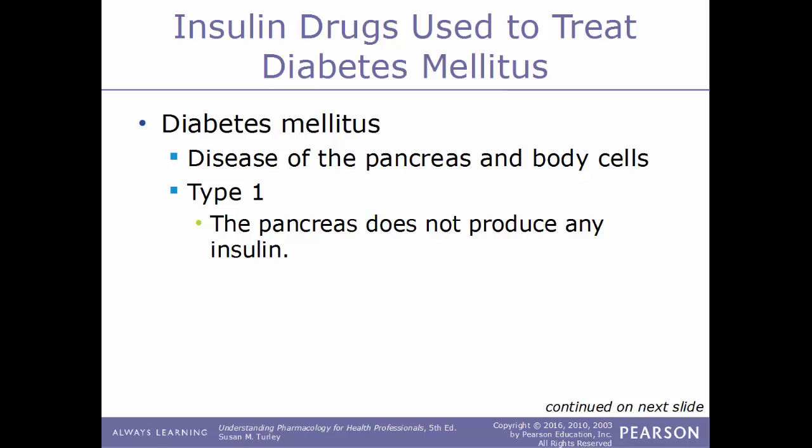Now we'll talk about diabetes mellitus. This is a disease of the pancreas and of the body cells, and there are two types. For type 1, this is where the pancreas does not produce any insulin at all, and in this situation, the person would have to inject insulin on a daily basis.